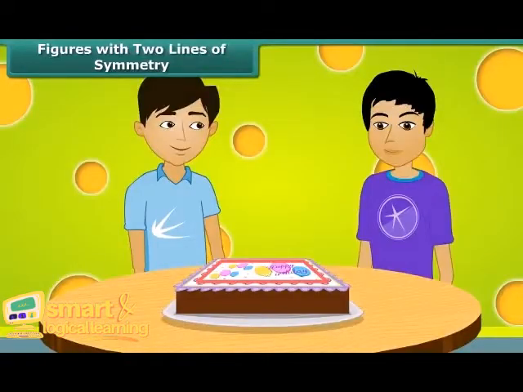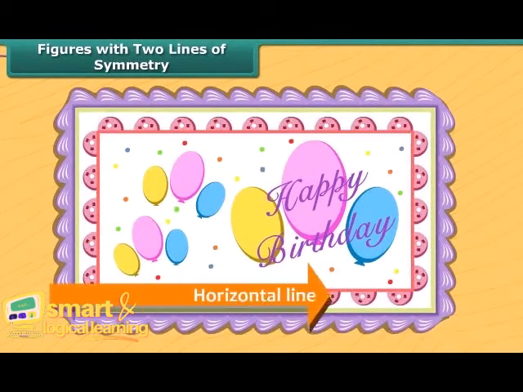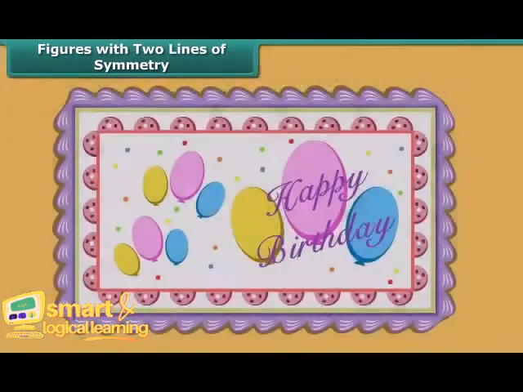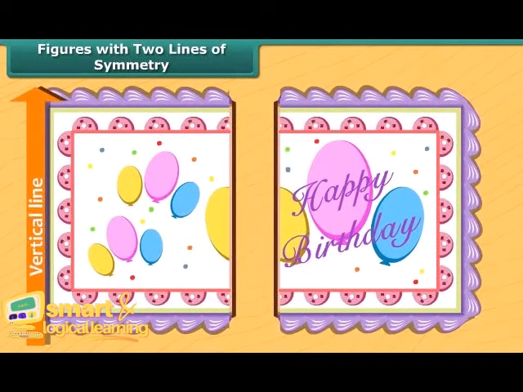Manu and Mrinal have one rectangular cake. Each of them wants exactly half of it. The cake can be divided in two ways to give equal halves. Do you want to know how?